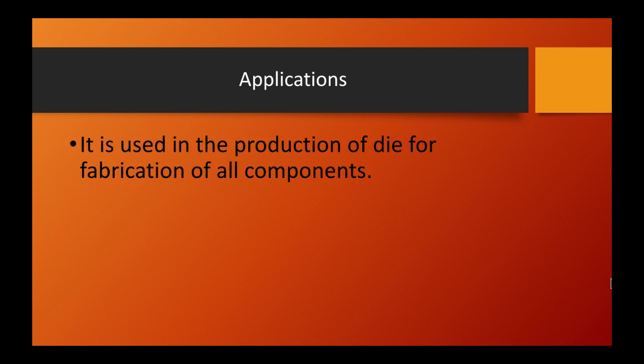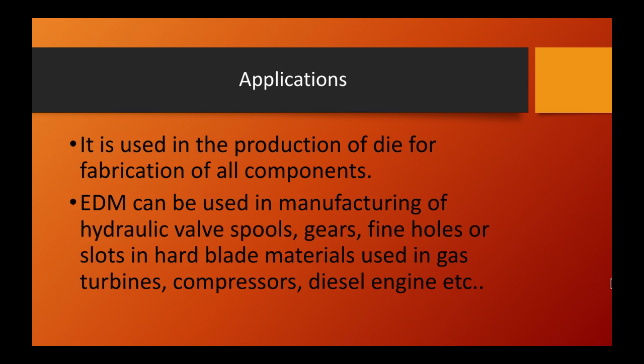So let us discuss the applications of the electric discharge machining process. It is used for the production of dies for the fabrication of all components. The electric discharge machining process can be used in manufacturing of hydraulic valve spools, gears, fine holes or slots in hard blade material used in gas turbines, compressors and diesel engines.